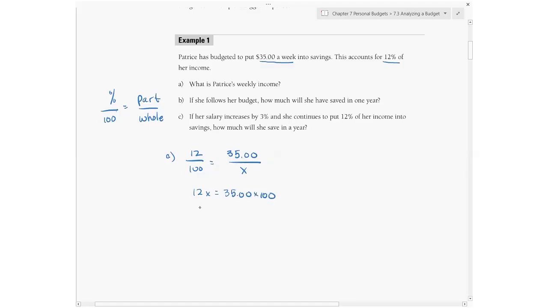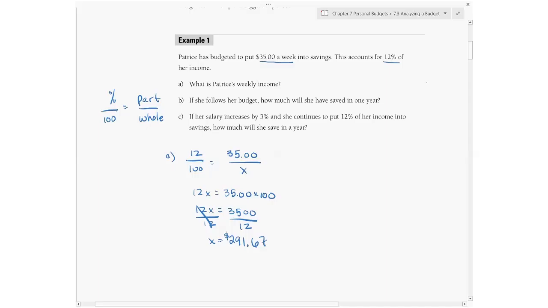12x is going to equal 35 times 100. You're going to move your decimal place over 2 times, 3,500. I want to get x by itself. It's being multiplied by 12. The opposite is dividing. So those are going to cancel. 12 divided by 12 is just 1, so I've got 1x, and then I need to know what 3,500 divided by 12 is, and that is 291.67. Always round to 2 decimal places when we're talking about money.